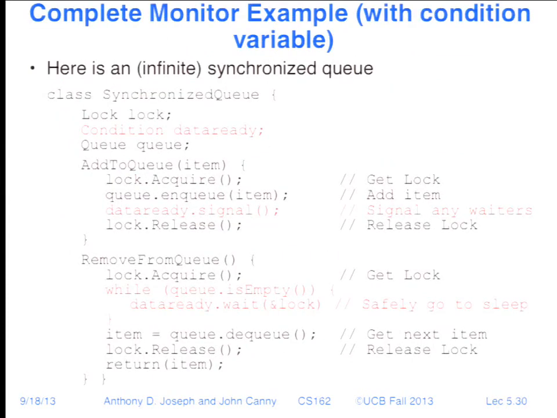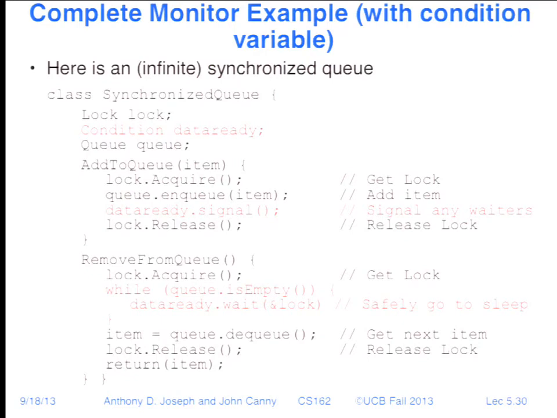All right, so here's the monitor example with condition variables. Similar to before, the new stuff is in red. Now we have this condition variable, data ready, and add to queue. The idea is that the data ready condition is saying that there's something in the queue ready for a consumer to consume. So once the producer has queued an item, they can signal any potential consumers that the data is ready.